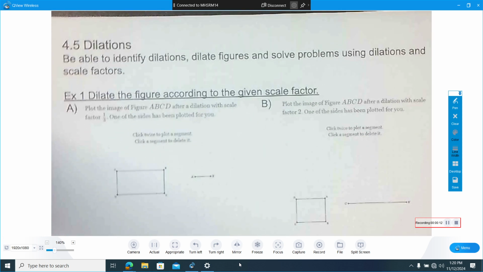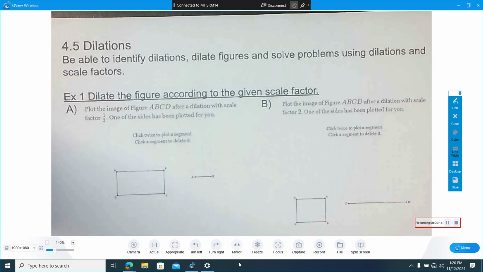Here we are, ladies and gentlemen. We are talking about dilations today. Yesterday was easy. You had a Delta Math assignment. Maybe you got it done, maybe you didn't. You can work on it today after if you have time, but get it done by this weekend.